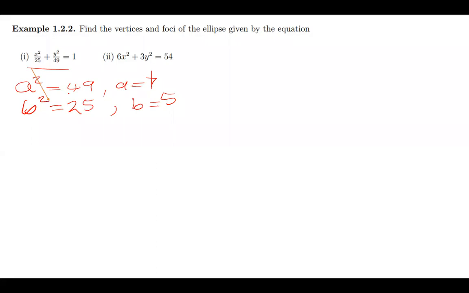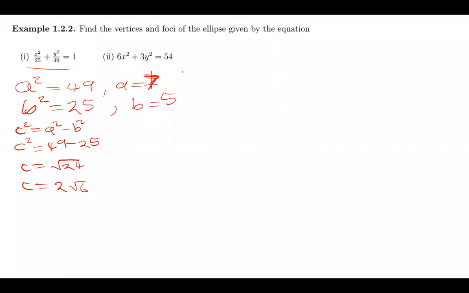Then from there, after finding the values of A and B, we can also find C. We said C squared is equal to A squared minus B squared. So C squared is equal to 49 minus 25, which gives us 24. So the value of C is the square root of 24, which can also be written as the square root of 4 times 6, which is 2 root 6.